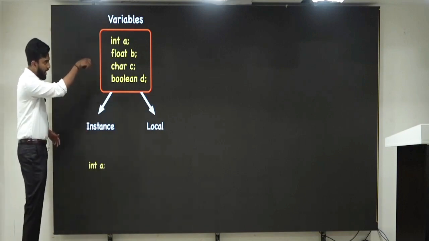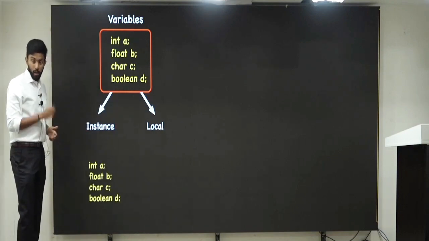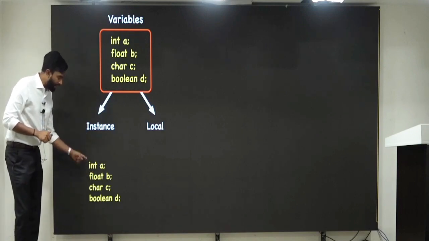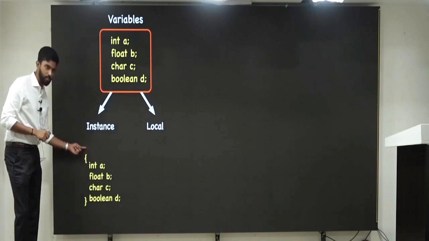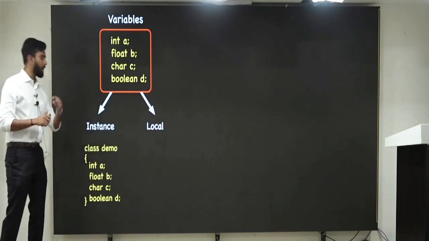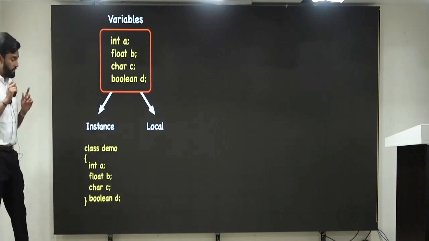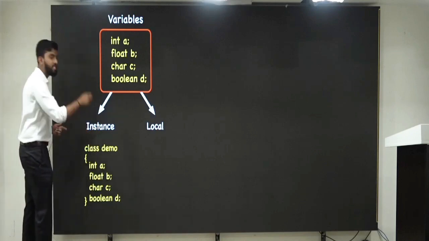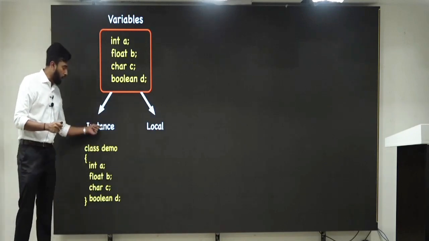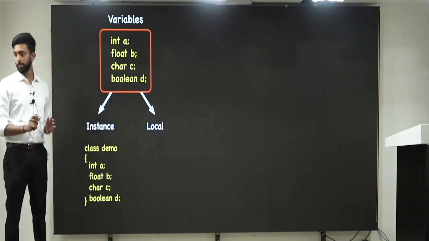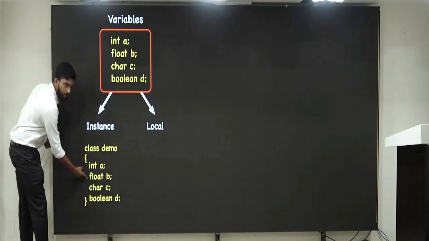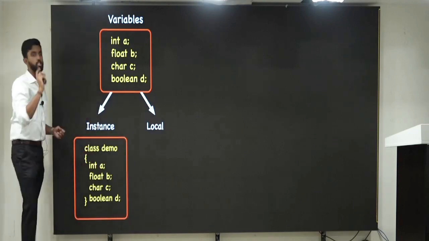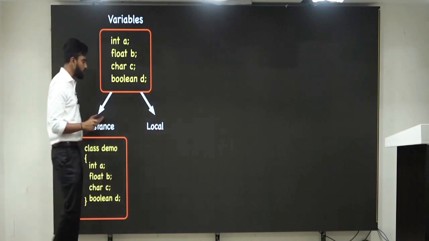Now, I am showing what is instance. Watch it. These same four variables, I am writing again. But this time, I will take these variables and put them directly inside a class. Clear till here? Now, such variables which are created directly inside a class are called instance variables. Whenever in Java you see variables directly inside a class, immediately you must categorize them as instance. Clear?